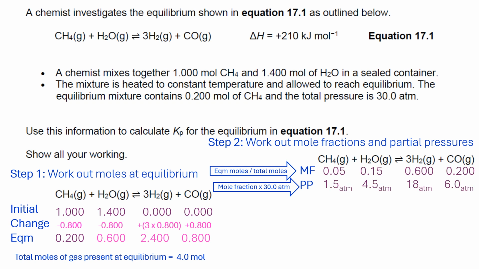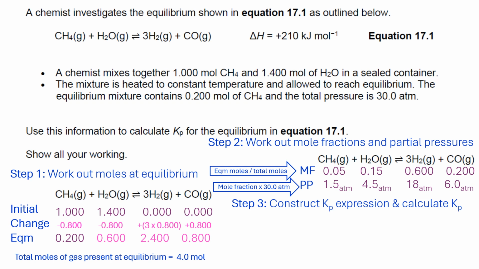A quick check: the mole fractions will add up to 1, and the partial pressures will add up to 30. You should always make sure your mole fractions add up to 1 to check your maths, and at the same time check your partial pressures add up to the total pressure. Both of those things are in place, so we're good so far.